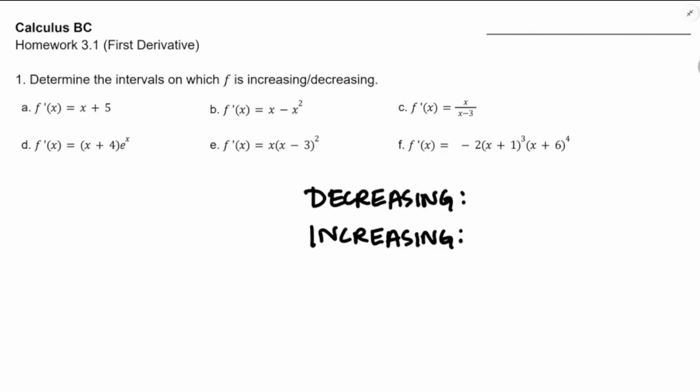Alright, so while a and b were both polynomials, c is a fraction, and I'm not as confident in my ability to sketch the graph of this function. So I'm going to just say, okay, f prime of x equals x over x minus 3. I'm going to make a sign chart. I think that's why I put that one on there, to kind of force myself to. I can use a sign chart if I have to.